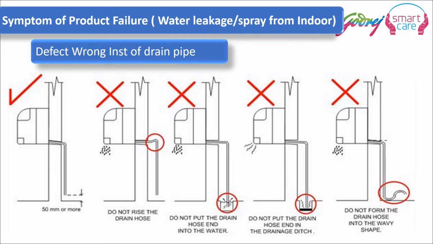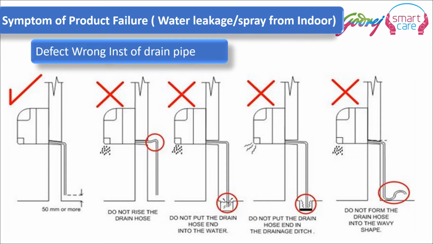Then the third diagram shows that the drain pipe is properly installed and given a good slope, but the mouth of the drain pipe is inserted in a gutter where there is water. This creates an airlock in the pipe. When there is an airlock, the air pressure will prevent condensate water from entering the pipe, and all the water will accumulate inside the indoor unit, and when the drain tray is full, it will leak from various parts of the indoor unit.